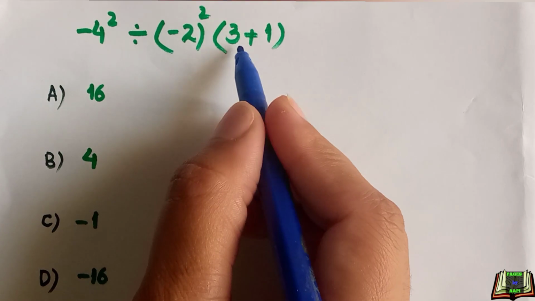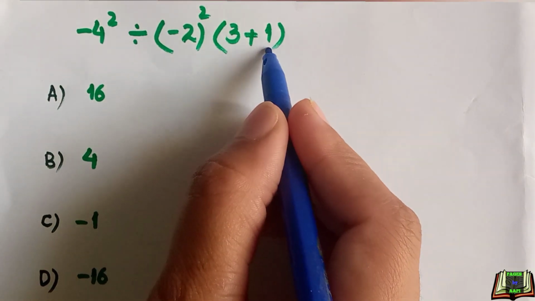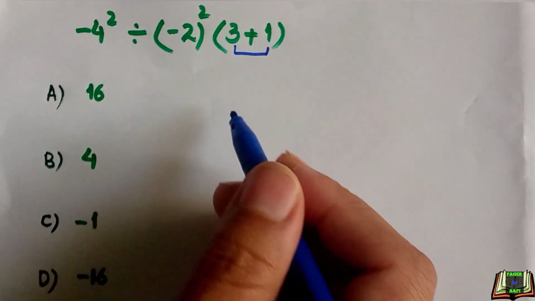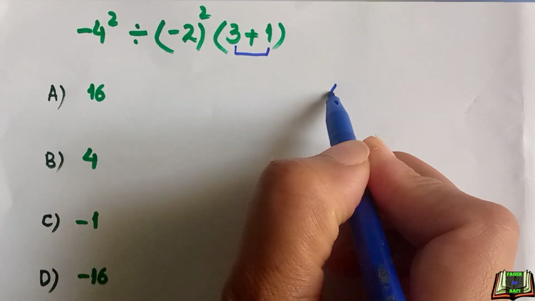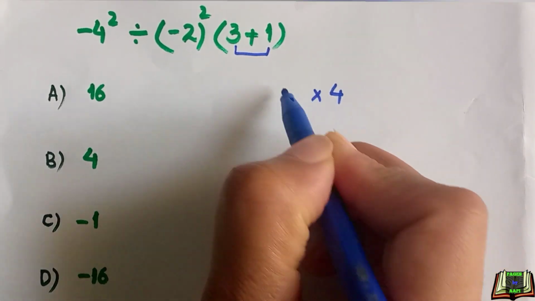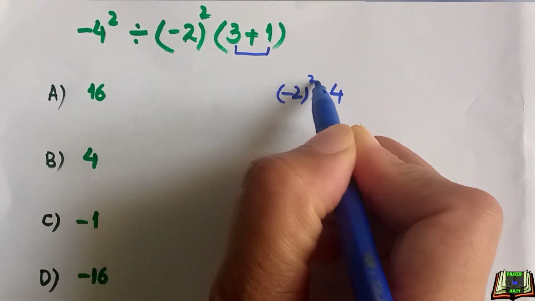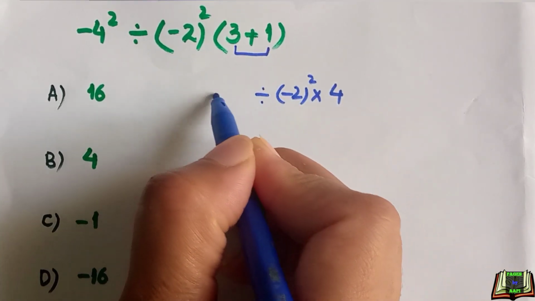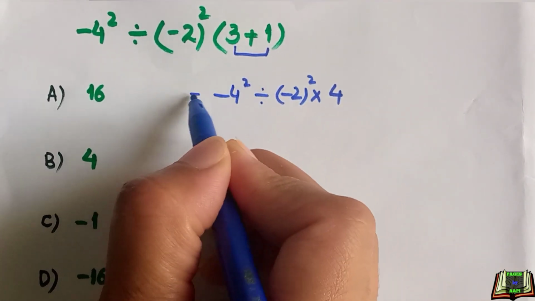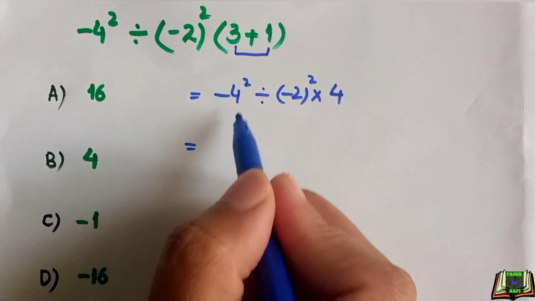If we are using BODMAS or PEMDAS, we know that first precedence goes to the bracket or parentheses. So we are going to solve the bracket first. 3 plus 1 is equal to 4. Rest as it is. In the next step, we are going to solve the powers or exponents.